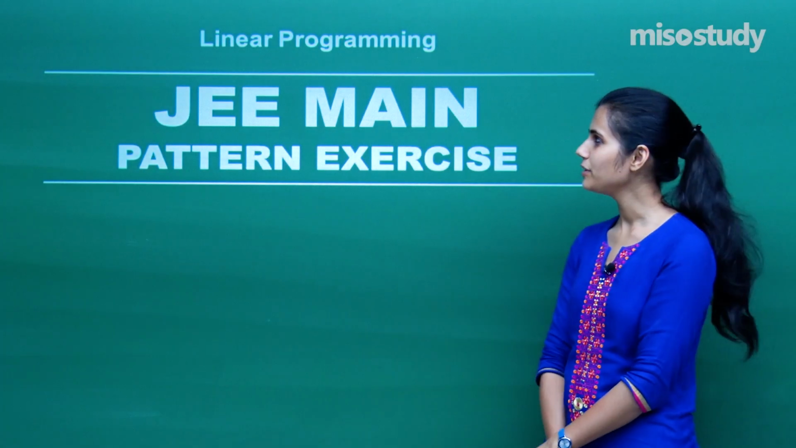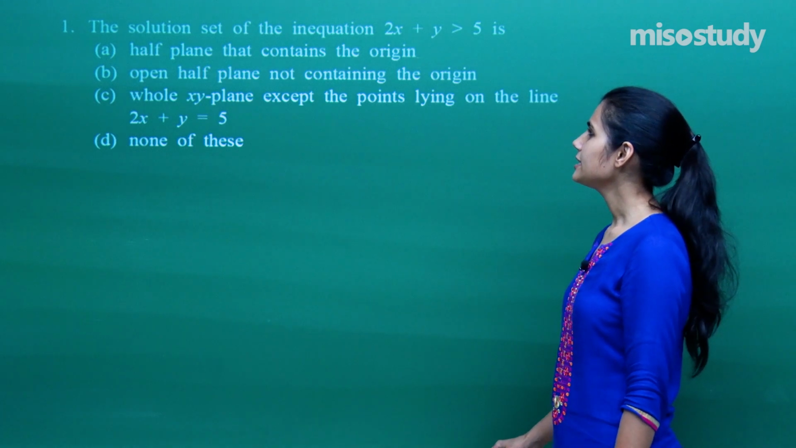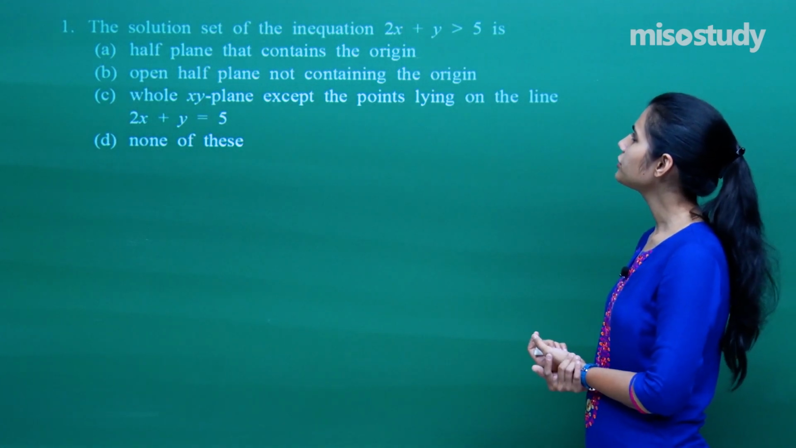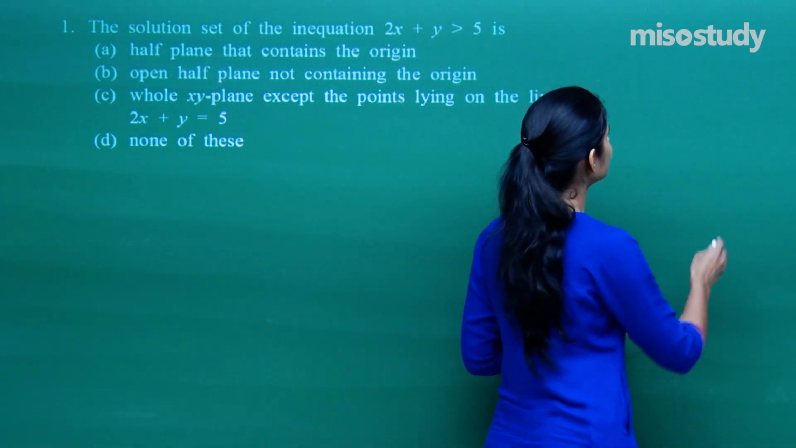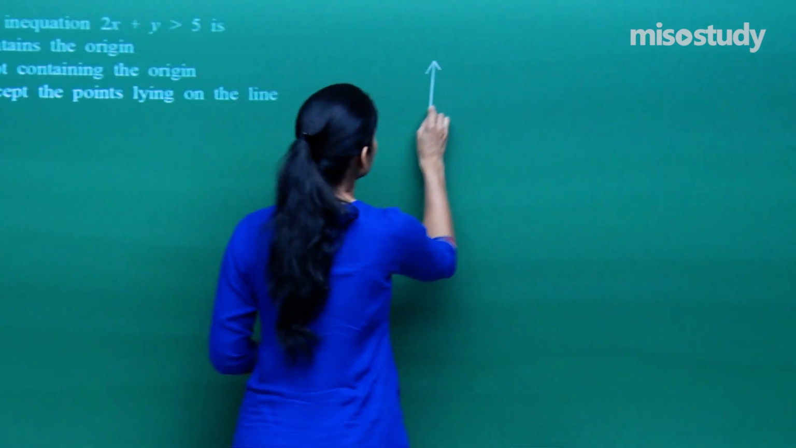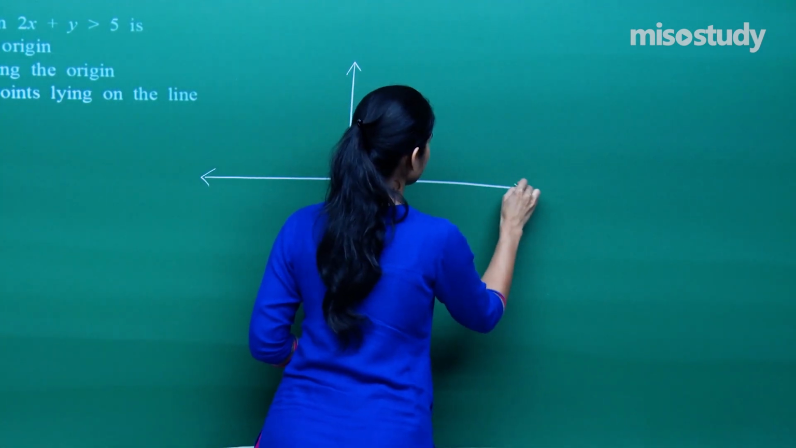Hi guys, so let's begin our discussion over the questions of linear programming. The first question says that the solution set of the inequation 2x plus y greater than 5 is what? So when I talk about this inequation, it is strictly greater than 5, right? So how do you interpret this?